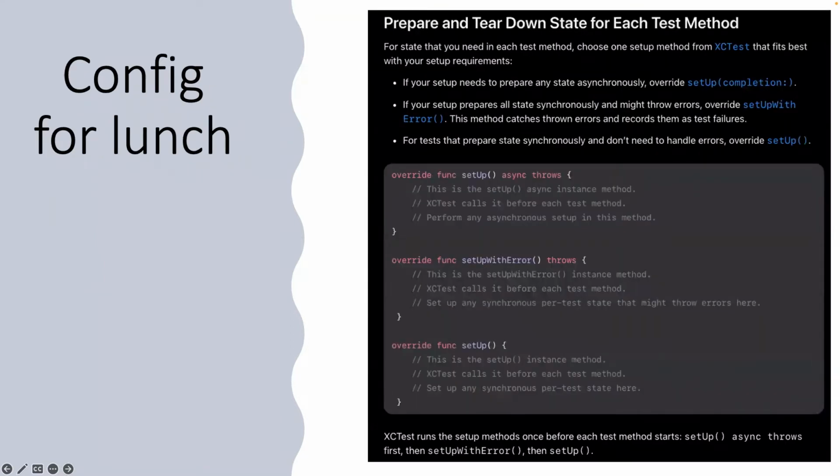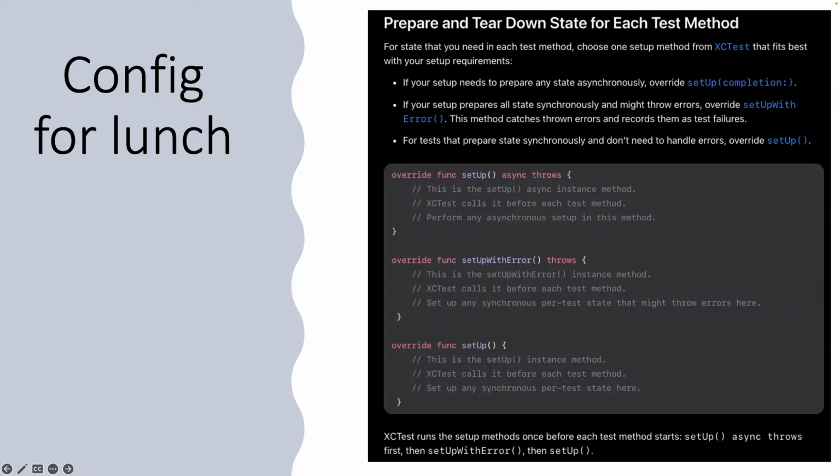The next one, also config for launch, is when we override the func. We can do setup, we can do setup with error, and also async setup, which is a new one actually. What these three of them do is, based on a launch, run some commands before each test case, before every test. And also you can do the tear down after.